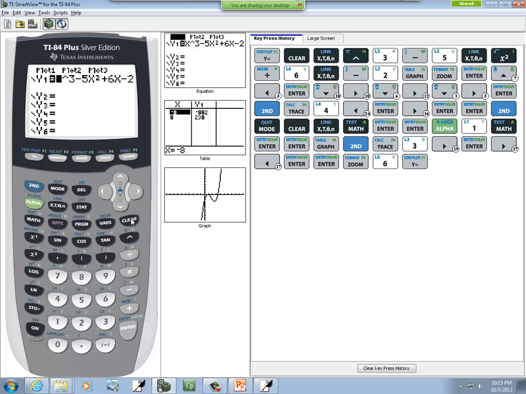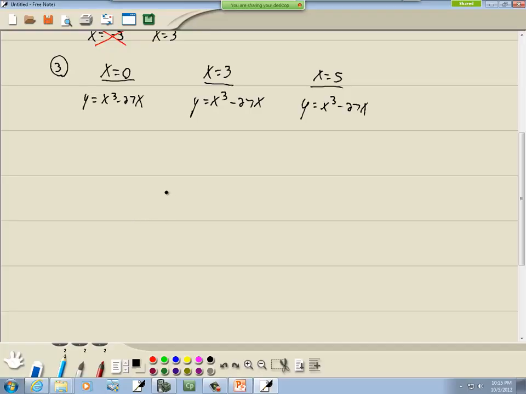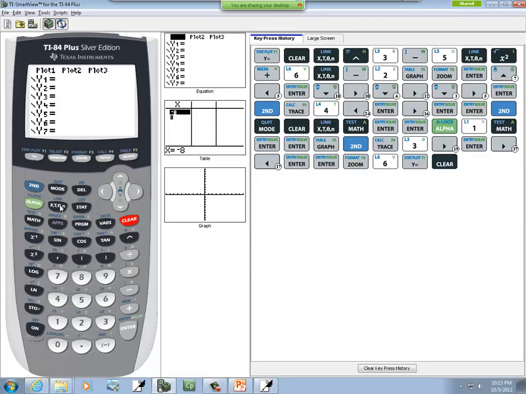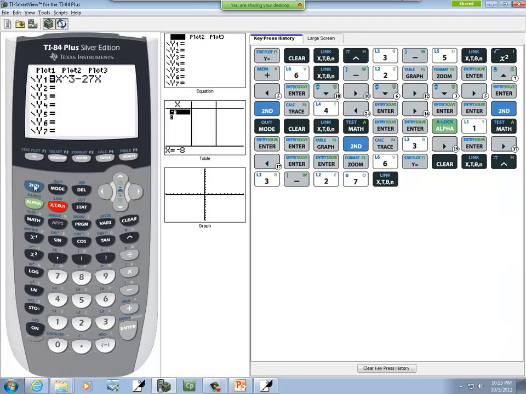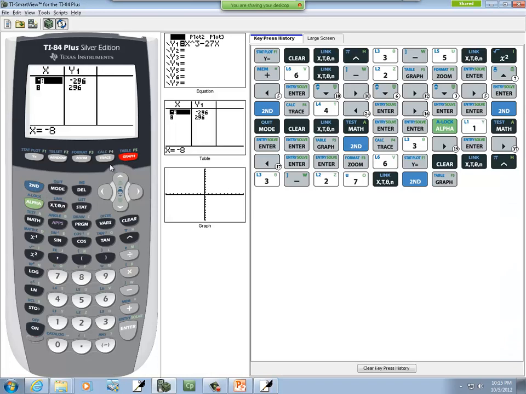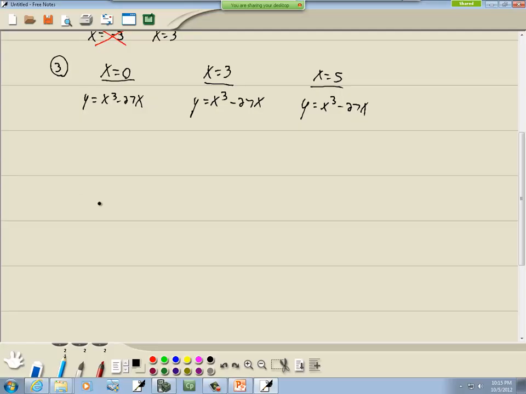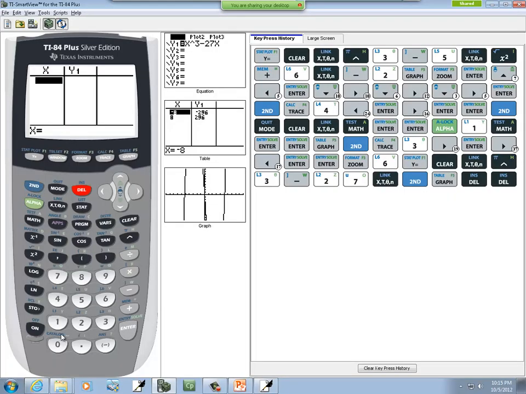So I go to y equals, press clear, and I'm going to put in x to the third minus 27x. So I do x caret 3 minus 27x. Right there. And I'm going to do second graph to go in table mode. I'll press delete a couple times to clear out those old numbers. And we're putting in 0, 3, and 5. So 0, enter, 3, enter, 5, enter.